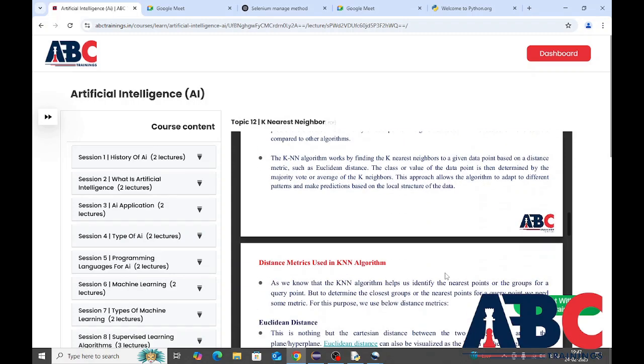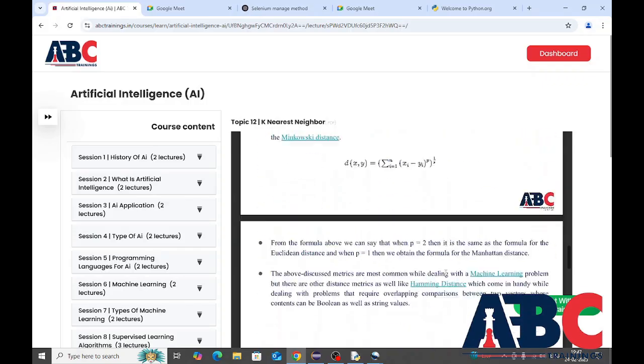The KNN algorithm works by finding the K nearest neighbors to a given data point based on a distance metric such as Euclidean distance. The class or value of the data point is then determined by the majority vote or average of the K neighbors. This approach allows the algorithm to adapt to different patterns and make predictions based on the local structure of the data.